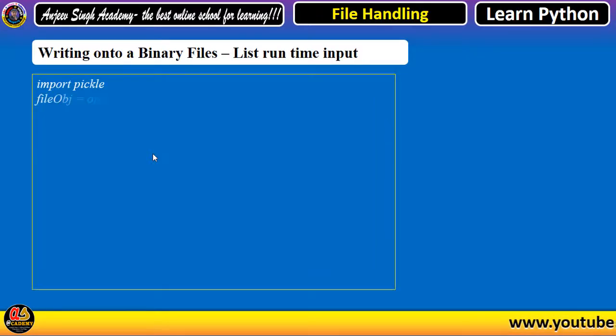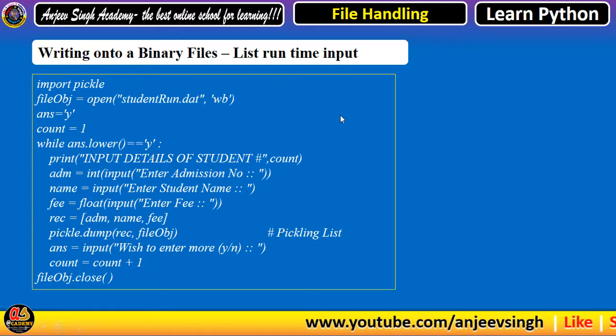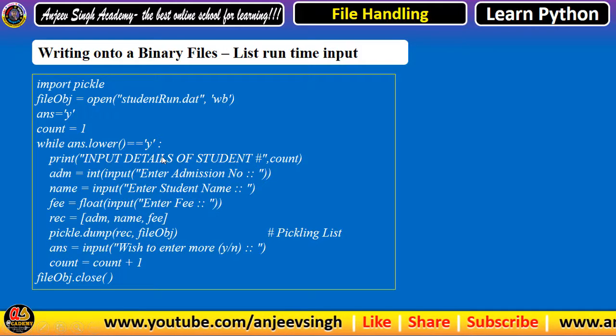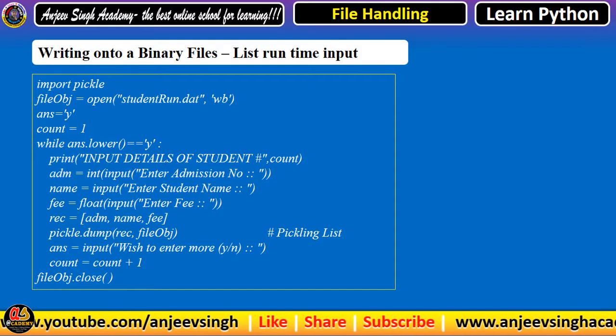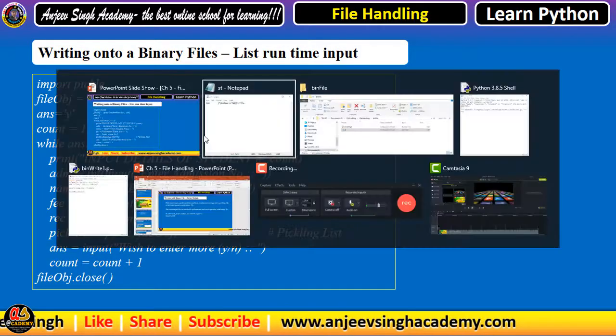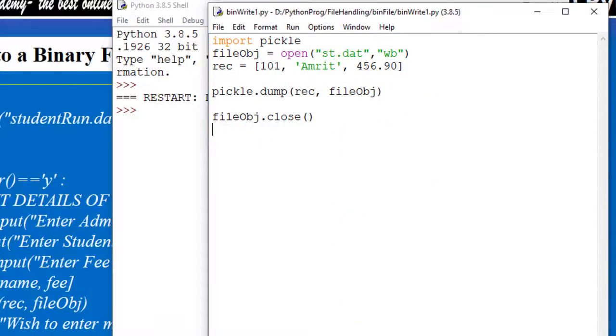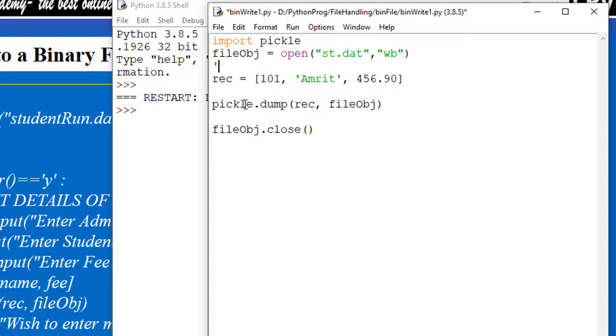Now we are going to write multiple records in a binary file. Suppose we want to create the records with the help of input statements. You want to input the details of the student separately, and then write the records in a binary file. That is also possible, but for that we have to use the concept of loop. So look, I'm opening my file here. The only thing I'm going to do is change this whole statement into a comment, because I'm going to write everything in a fresh way.